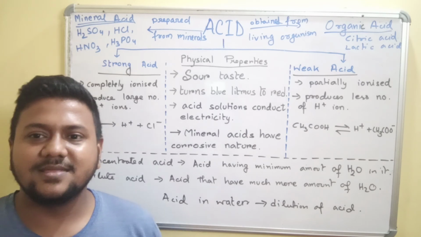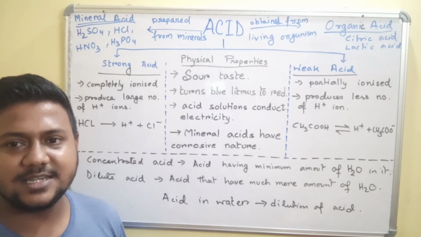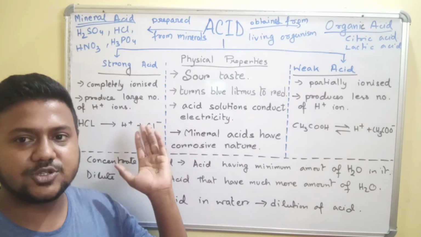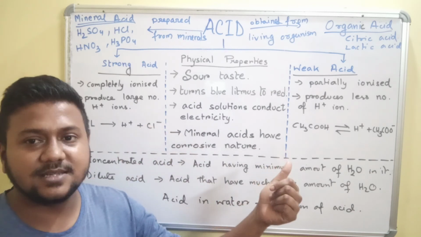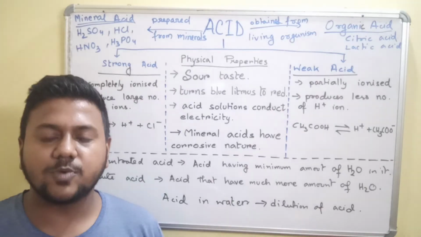Okay, so in this video we have learned just the physical properties of acids: what the different acids are, why some are called strong acids, and why some are called weak acids. In the next part of the video we are going to learn about the chemical properties of acids.